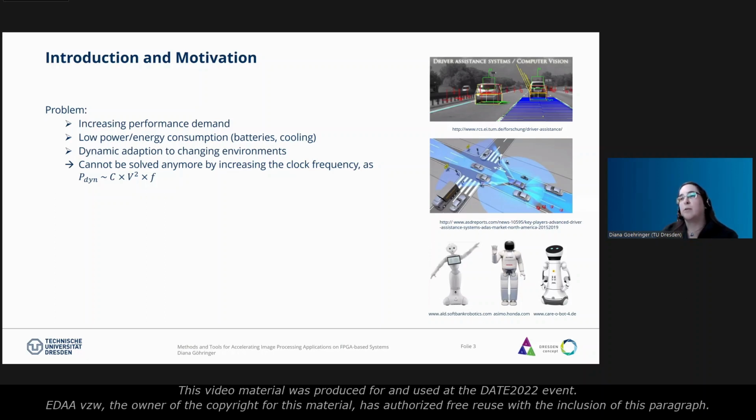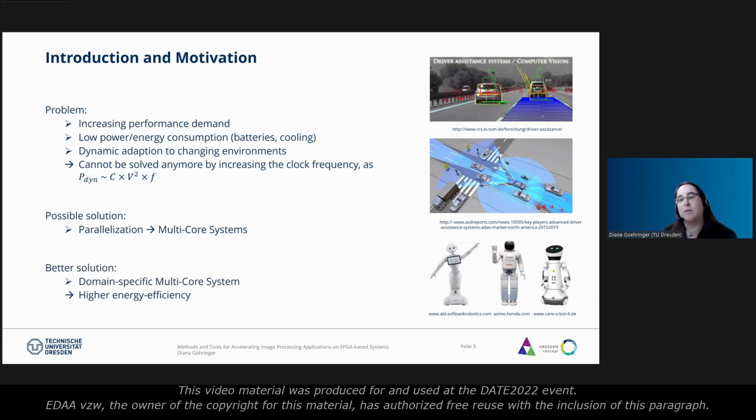And this cannot be solved anymore by just increasing the clock frequency, because if we do that, as you see in this equation, the dynamic power will also increase. And of course, also the voltage of the system has an influence on the dynamic power. One solution is to parallelize the system onto a homogeneous multi-core system. But as we also saw in some previous talks, a better solution is to have a domain-specific multi-core system, which is optimized for the application domain, because this way we have a heterogeneous system and we can achieve a higher energy efficiency.